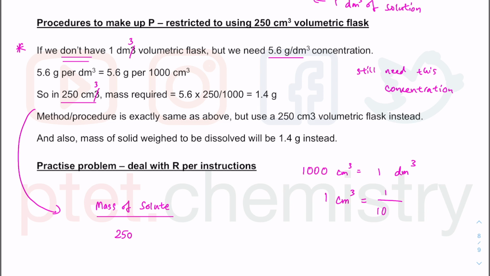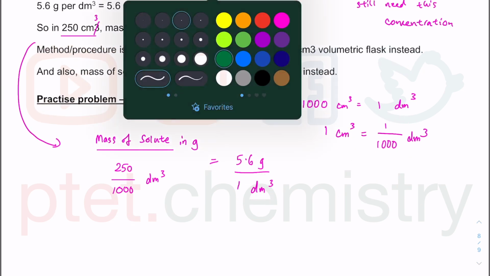You divide by 1000. This is cm cube, so I want to get it to dm cube. I will need to divide by 1000. So divide by 1000, that will become dm cube. This is in gram. What concentration do I want? I still want 5.6 gram per dm cube. So gram per dm cube means gram per 1 dm cube. Okay, so I'm just doing mathematics really.